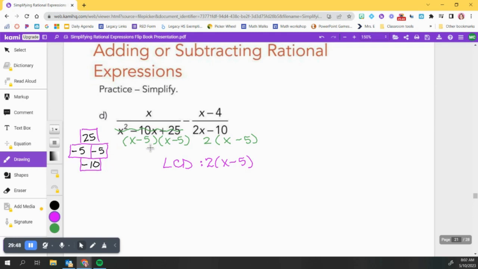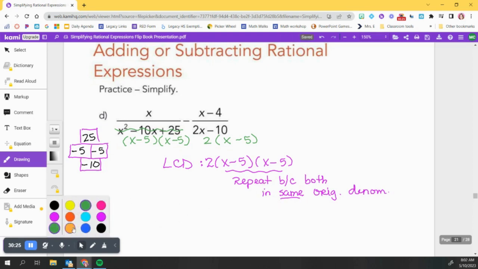Because there's 2 in the same denominator, we can't reduce that denominator. I can't make that denominator any smaller than it was. So I'm going to have to take 2 x plus 5s on this one. Oh, no. So we're going to write in repeat because both are in the same original denominator. That's why we're doing a repeat on this one. Otherwise, you don't want to repeat.